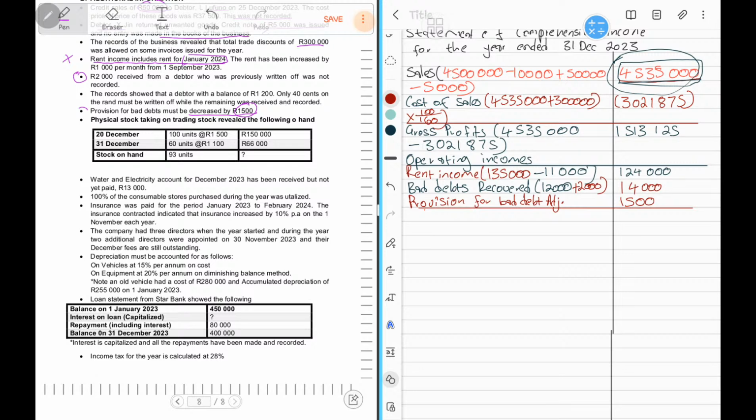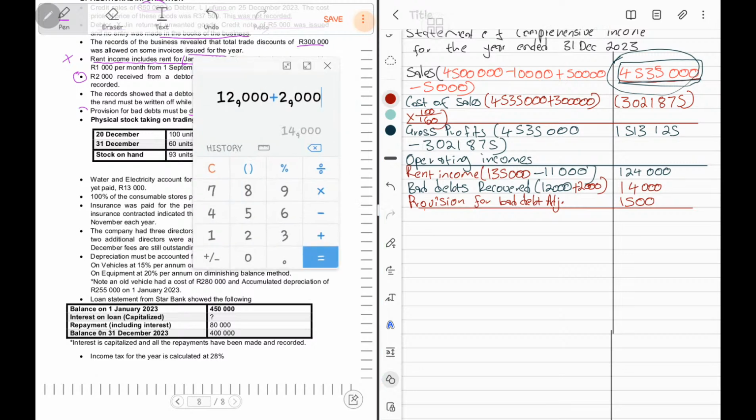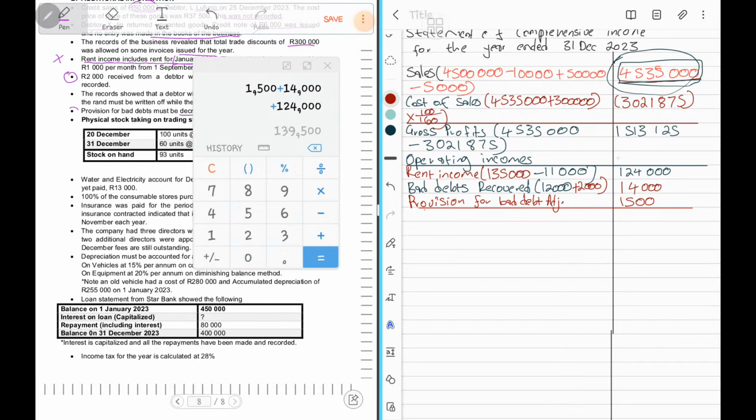So it will be how much? It will be 1,500 plus 124,000. Then that gives us 139,500. So now we can find the gross operating income.